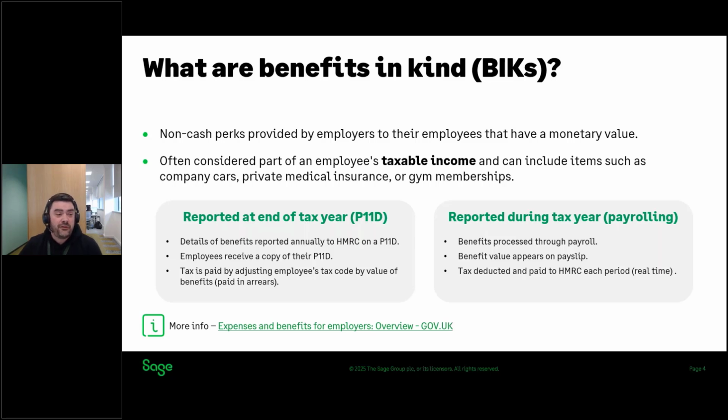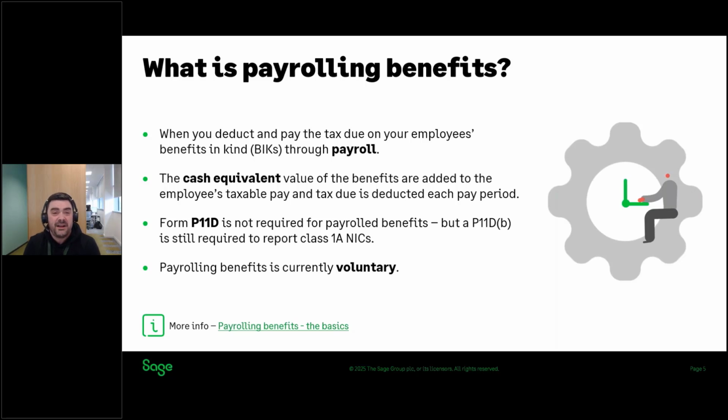So obviously we're going to focus on payrolling benefits today. So let's explain that in a little bit more detail. Payrolling a benefit is when you deduct and pay the tax on your employee's benefit in kind through your payroll software. The way that this happens is that the cash equivalent value of the benefits are added to your employee's taxable pay in your payroll software, and then the tax due on that benefit is deducted each period.